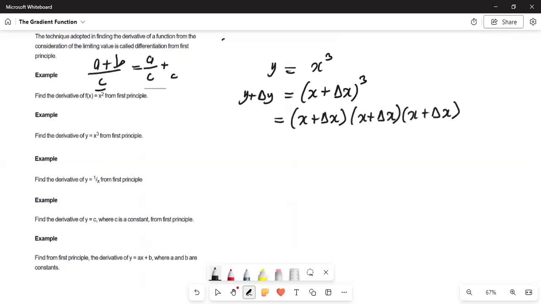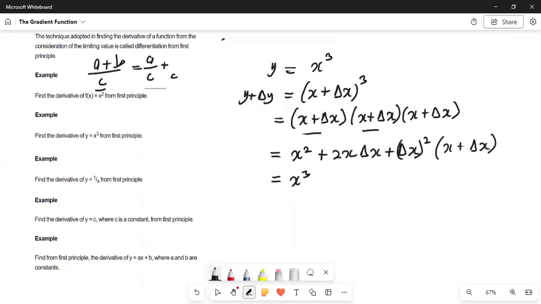Now from the previous example, we already know this multiplied by this gives us x² + 2xΔx + Δx². That is for these two products, but we still have one more here, so multiply by x + Δx. x² times x is x³, then x² times Δx is x²Δx, then 2xΔx times x is 2x²Δx. Then 2xΔx times Δx is 2xΔx².